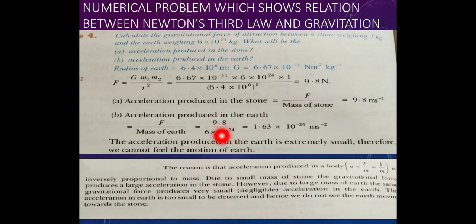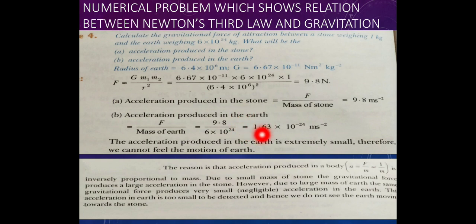Okay, so the acceleration produced in the earth is extremely small. Therefore, we cannot feel the motion of the earth. And we can see the motion of the stone because the acceleration on the stone is 9.8 meter per second square. The stone is accelerating. So that's why we do not see the motion of the earth, because the acceleration is 1.63 into 10 to the power minus 24 meter per second square. It's very, very small.